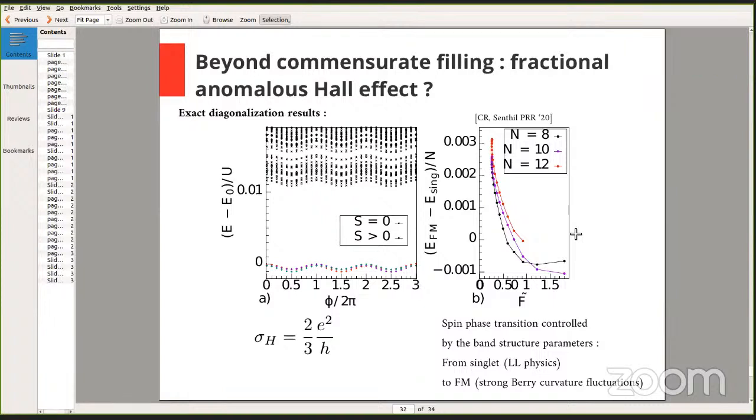Okay. Another question I had is, from an experimental point of view, do you have any proposal as to how to control Berry curvature fluctuations? One way I can think of is applying an electric field and tuning bands locally or something. Do you have any added suggestions?